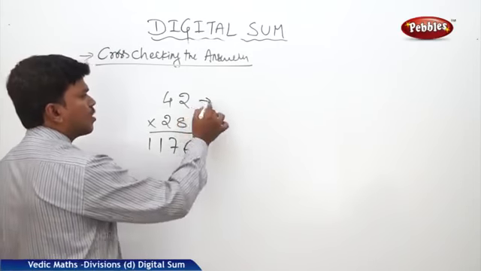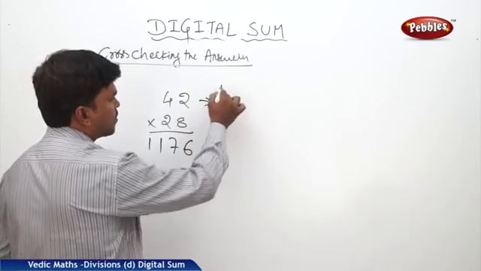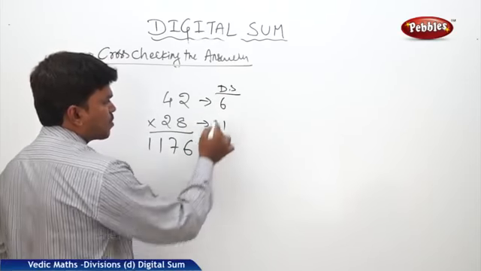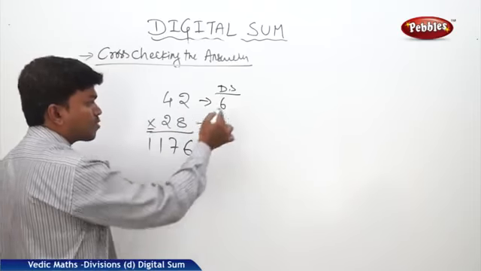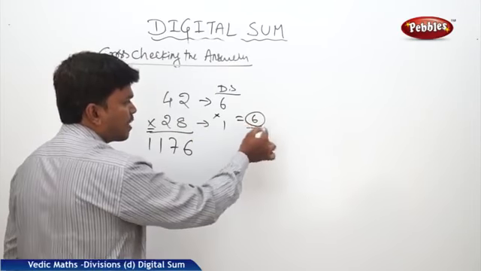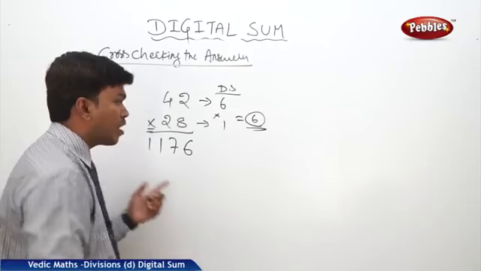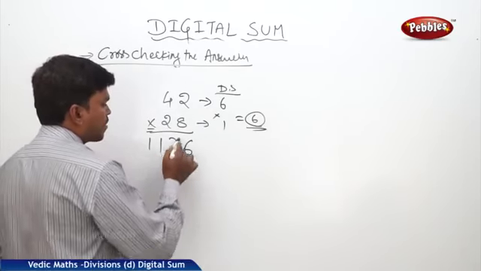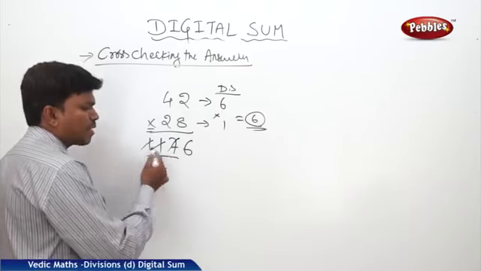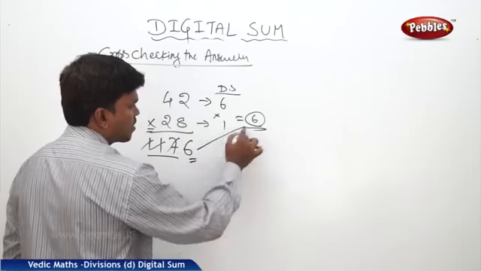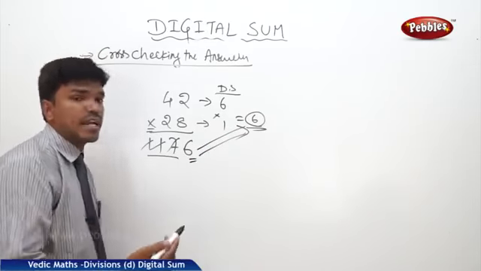Now immediately check. 42 digital sum is 6. 28 digital sum is 1. What are you doing here? Multiplication. So 6 into 1 is 6. That means your answer's digital sum should be 6, otherwise it is wrong. In the answer, 7 and 2 you can cancel, and 1 and 8 add up to 9. So finally 6 is my digital sum. It is matching, so my answer is right.